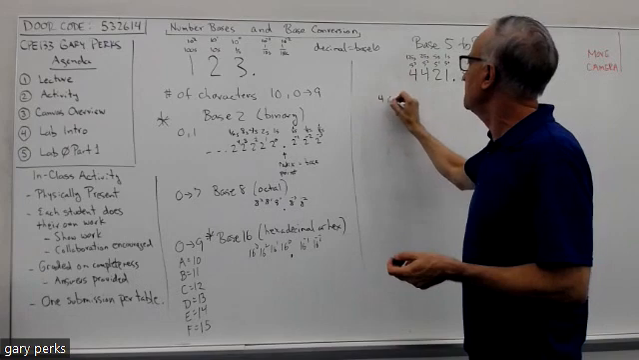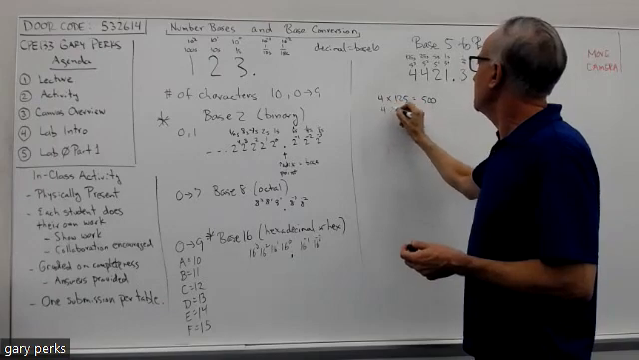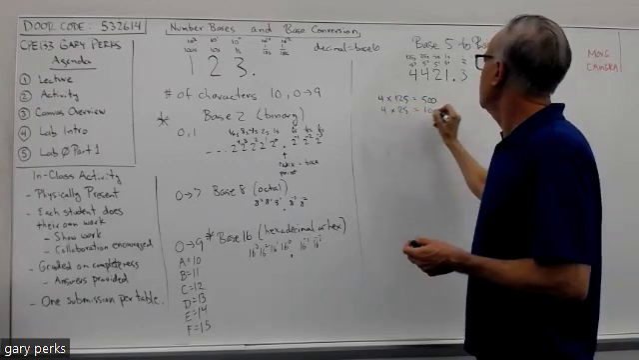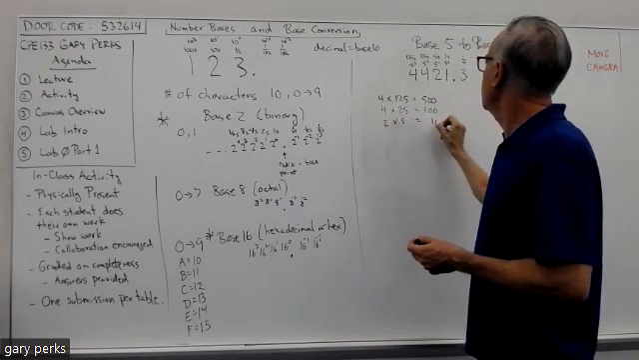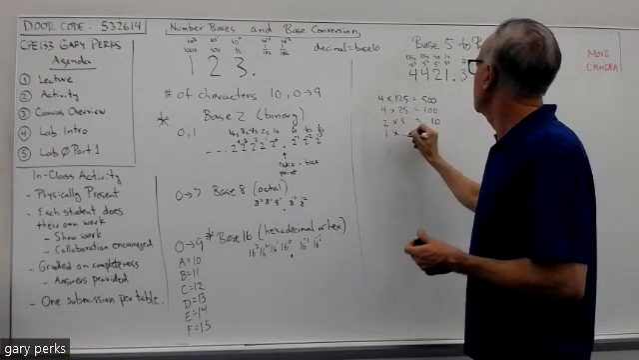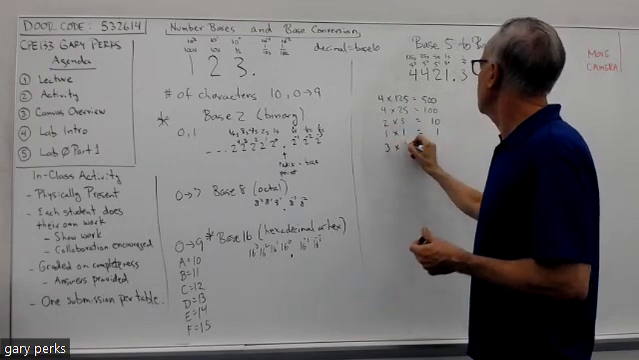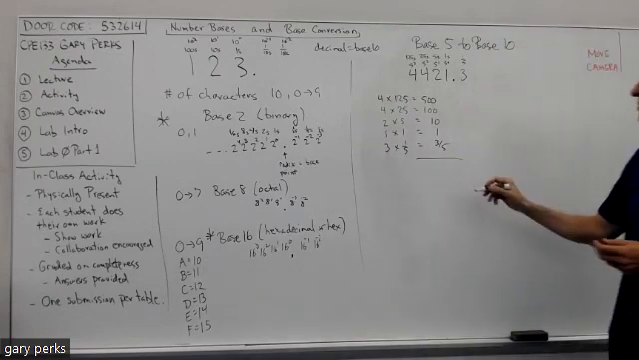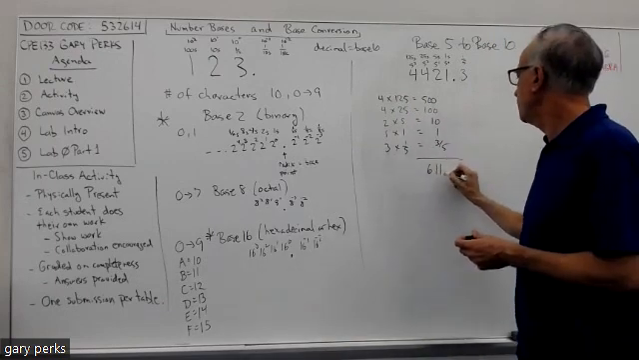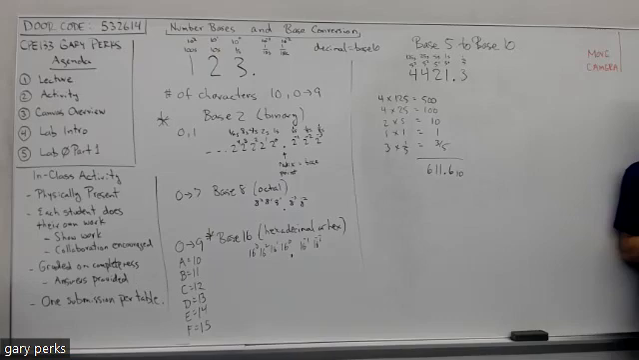You'd have 4 times 125, which is 500. We'd have 4 times 25, which is 100. We'd have 2 times 5, which is 10. And then we'd have 1 times 1, which is 1. And then we'd have 3 times a fifth, which is 3/5. And then you just add them up. So this would be what? 611.6 in base 10. If I did everything right here. Okay, does everybody agree? I didn't make any mistakes this time.